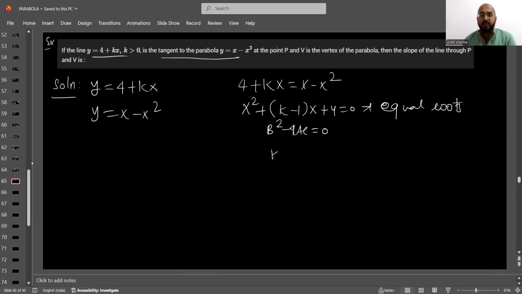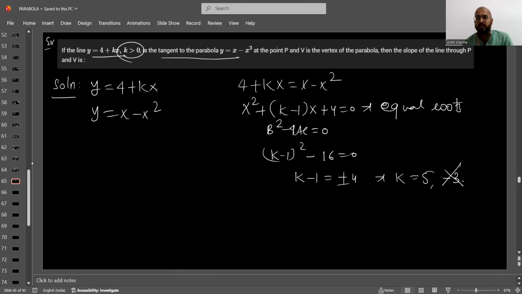So this gives me (k minus 1) square minus 16 is equal to 0. So k minus 1 is equal to plus minus 4. So this gives me k is equal to 5, when it is plus 4. When this is negative, k minus 1 is equal to minus 4, so k becomes minus 3. But it's given that k should be positive, so minus 3 is not acceptable. That means k must be 5.